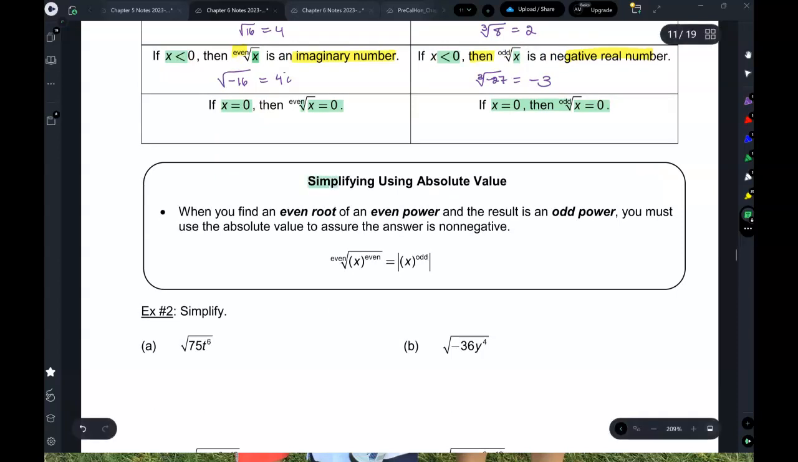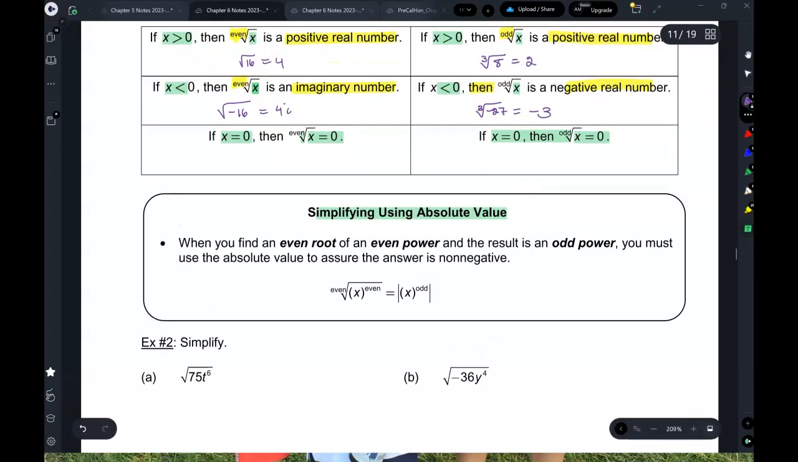But let's talk about when to use an absolute value. Let me ask you this question. Suppose you have the square root of some number, 16, or the square root of just anything. Is it possible that whatever comes out of this is negative? No. Whatever comes out of a square root must always be positive. It's the same if this was a 4th root or a 6th root or an 8th root or whatever root, right?